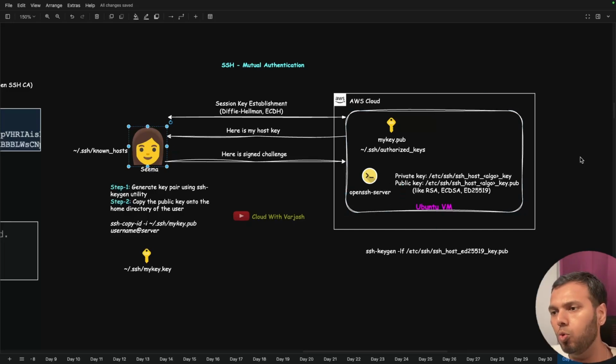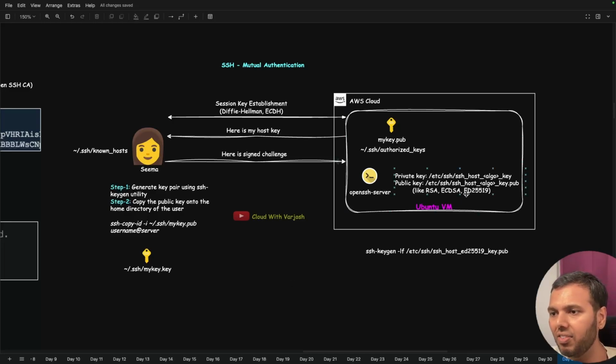Remember, I told you there is a key pair generated for all the algorithms that this Ubuntu VM would support. Let's say the key pair that Seema generated uses ED25519 as the algorithm, and ED25519 is the default in most Unix-like systems. So whenever Seema initiates an SSH connection, the first step the server takes is to share the fingerprint of the public key.